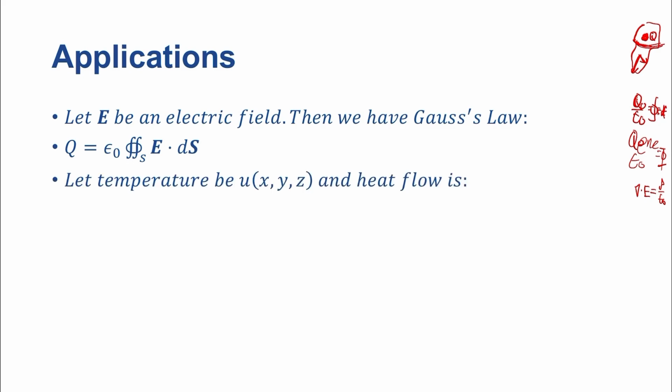Now, we also have the idea with heat flow. So we can let temperature be some function of x, y, and z. We'll call it u. Thus, the heat flow is equal to negative k, which is a constant, times the gradient of u. Then we can say that the flux integral is equal to negative k times the double integral over the surface of the gradient of u dot dS. Okay, so this is how we can use these rules and these surface integrals in order to make our lives easier in multiple different fields.